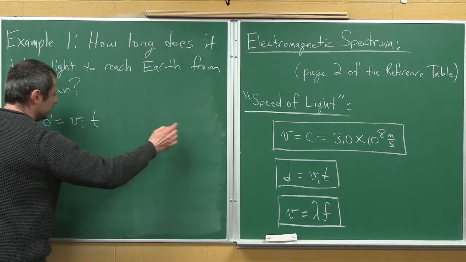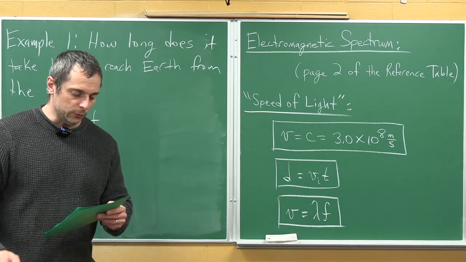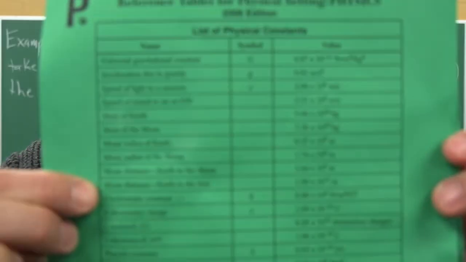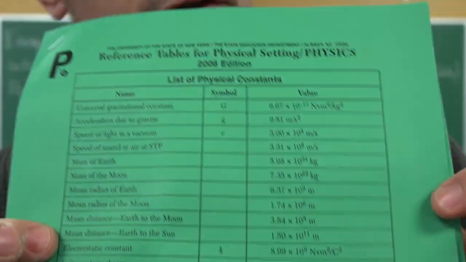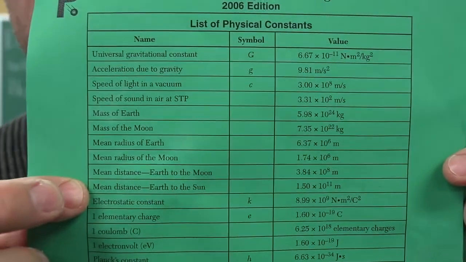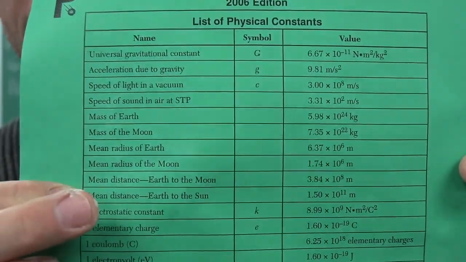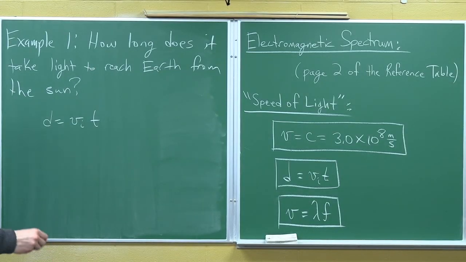There's also a 1/2 at squared here. The light's not accelerating, so we leave that part of the formula off. Now, we need a distance. That is actually on the reference table, right here, front cover, mean distance Earth to sun, and if you look across, it's 1.5 times 10 to the 11th. So that's what we substitute in for distance.